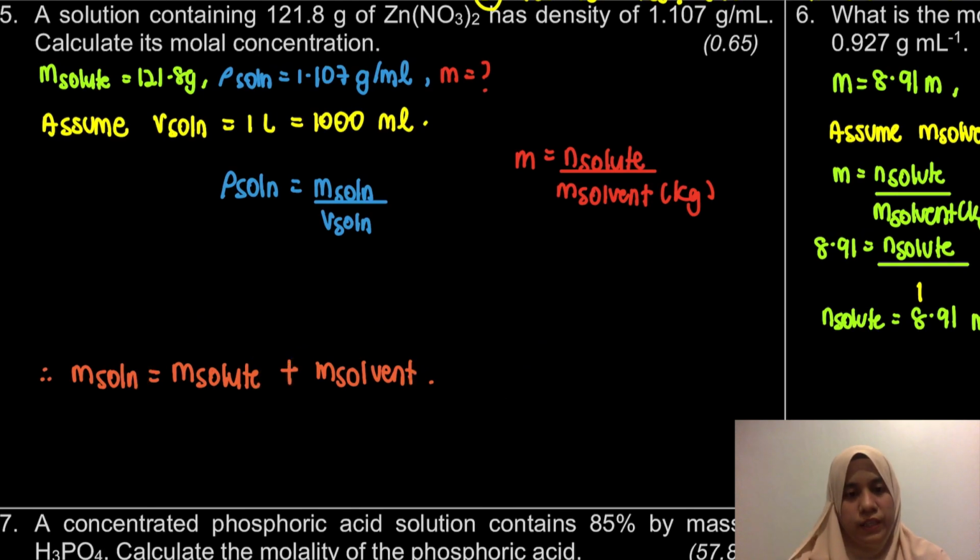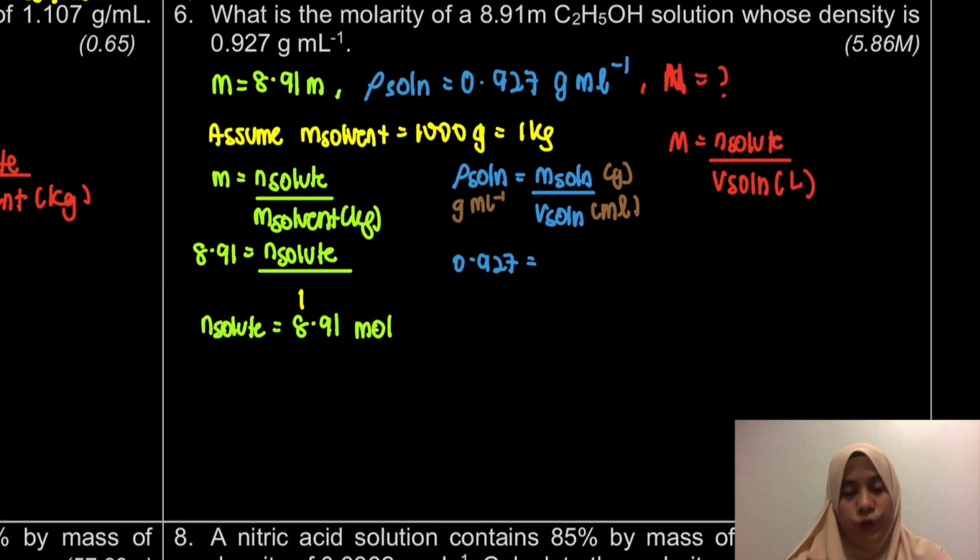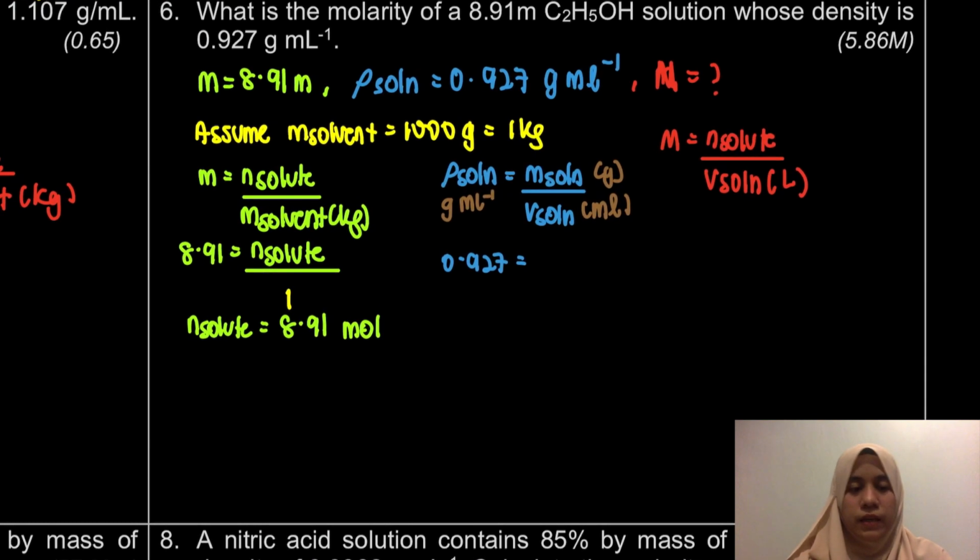Mass of solute, we need to find from the number of moles of solute. So this one must be written somewhere else. To find the mass of solute, it is the number of moles times the molar mass. This one Miss denotes as Mr, which means molar mass. Okay, mass of solute, which is C2H5OH.